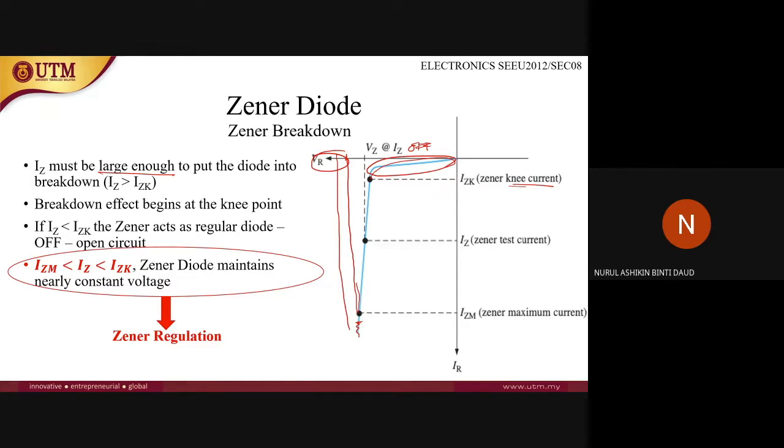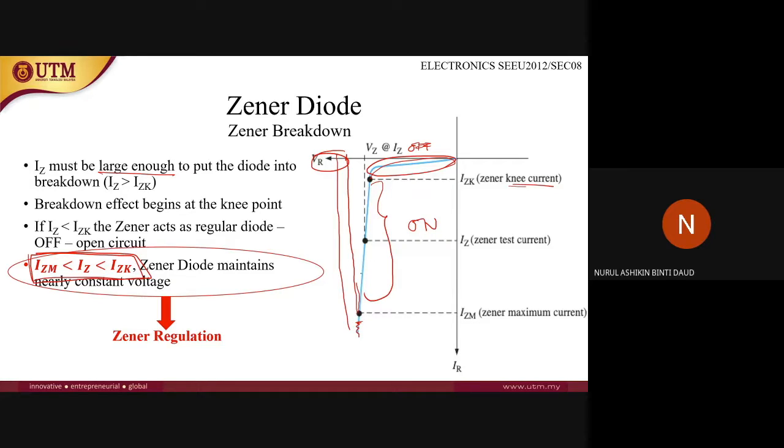However, if IZ, the current inside the Zener, exceeds the Zener knee current, the Zener diode will turn on at this region, and we assume the circuit is a closed circuit. So the range of the Zener current should be more than the Zener knee current and lesser than the Zener maximum current, it cannot be more than the Zener maximum current.